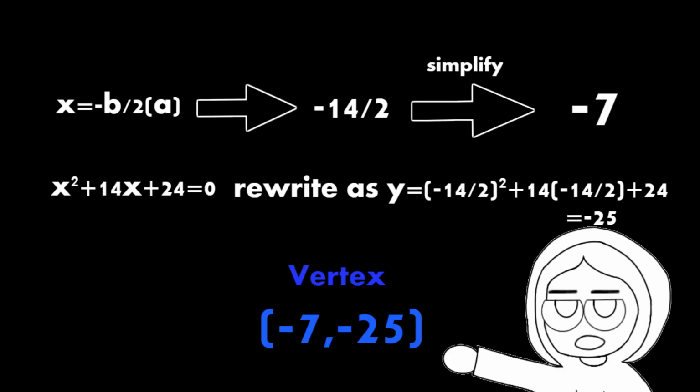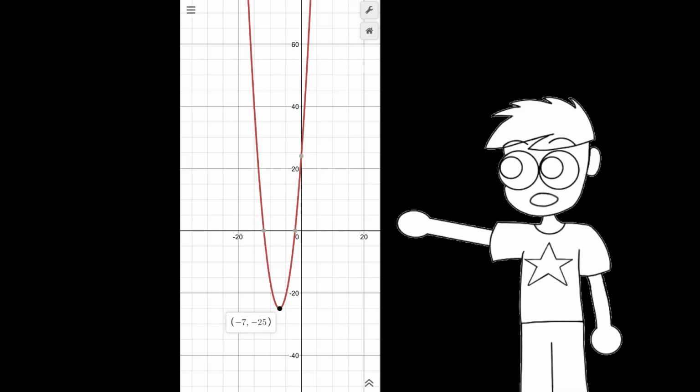Hi, my name is Stephanie, and I am going to be showing you guys how to do the vertex for this problem. So we got negative 14 over 2 and negative 25, but we also want to simplify the negative 14 over 2, and we get negative 7, negative 25 as the vertex. This is the graph and the vertex for the first problem.